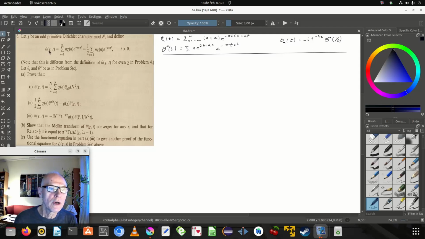And we have a new theta function, where we shall take the Mellin transform and use the transformation formula. And then finally, when we have the answer to part C of the problem, we can check the result from problem 5. So let's get into it.